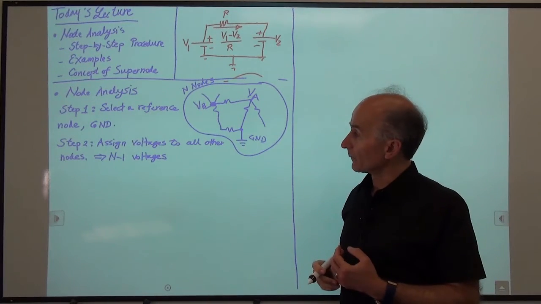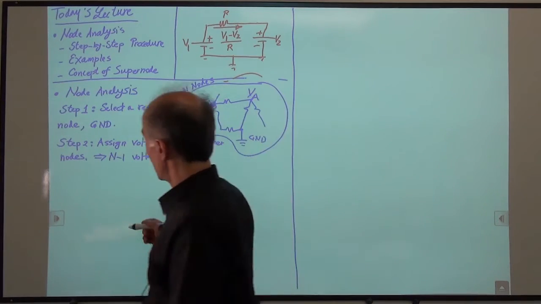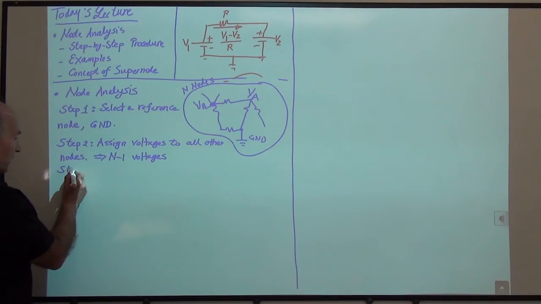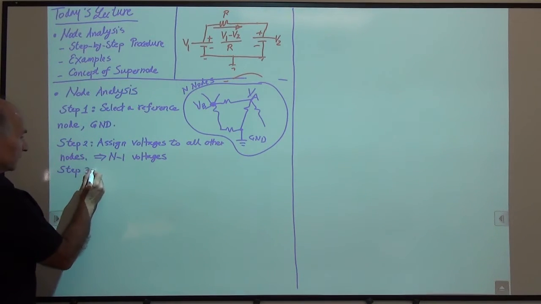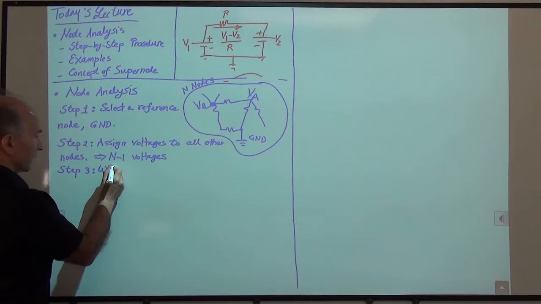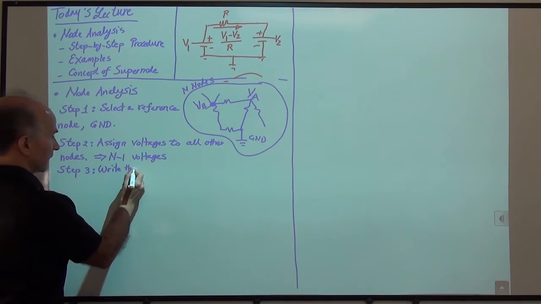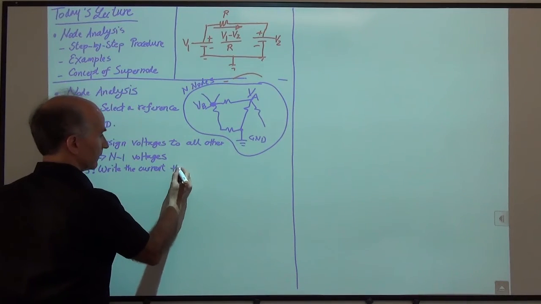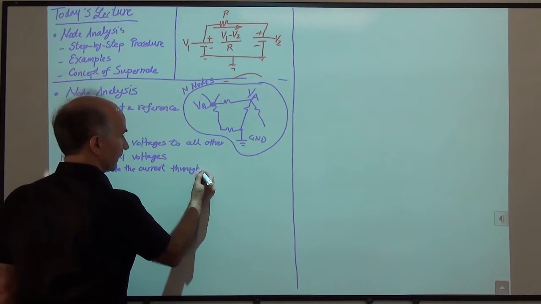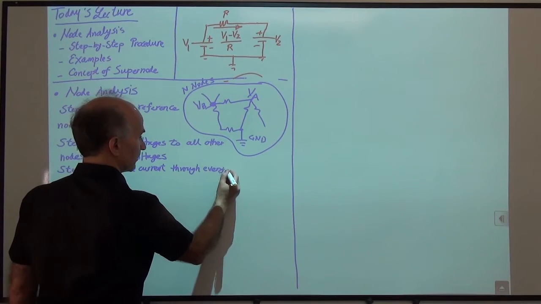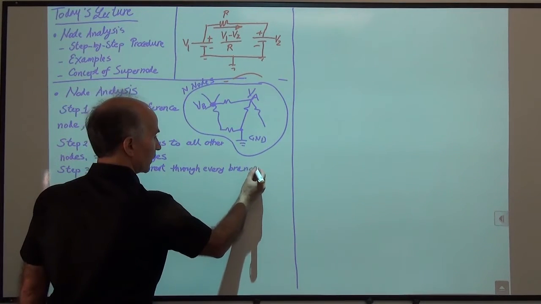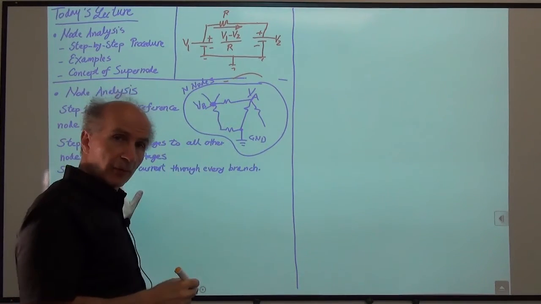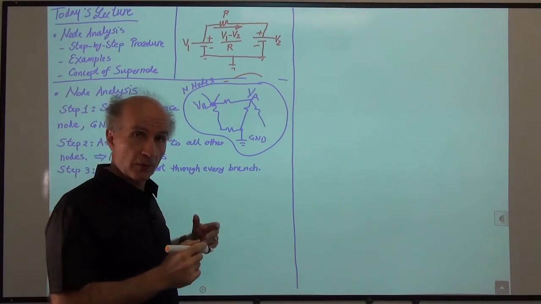Okay, so in the next step, we will write the current through every branch. So step 3, write the current through every branch. And we really want to do this on the schematic, on the circuit itself, not separately. Okay, as we will see, it's important to do that.